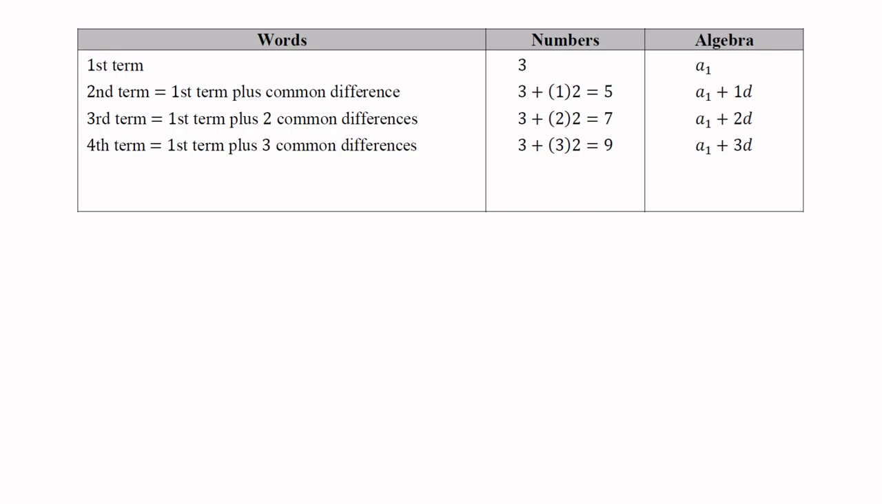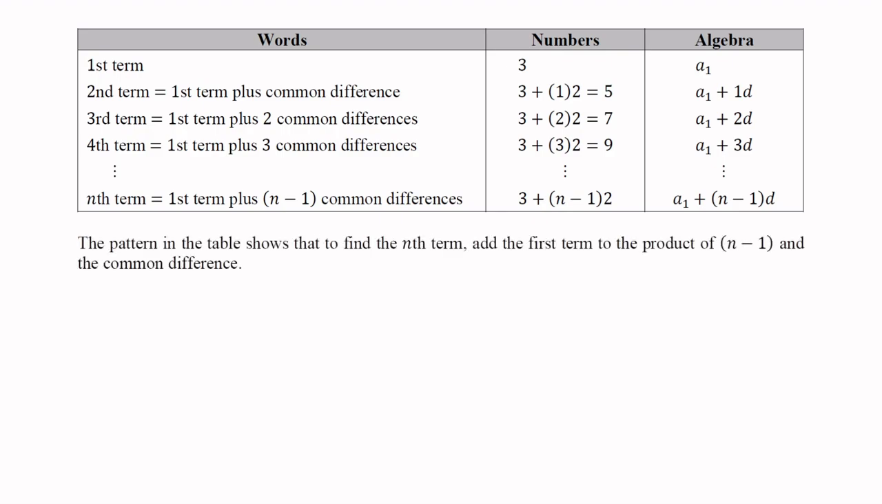So you notice the number of common differences that we have to use to find our term number is 1 less than the term number itself. To find a sub 4, we're taking a sub 1 and adding 4 minus 1 common differences, or 3 common differences. So we can write this for any nth term: the first term plus n minus 1 common differences. So we have 3 plus n minus 1 times 2, which would give us the nth term of this sequence. And in algebra, generally, we'd say a sub 1 plus n minus 1 times d, our common difference.